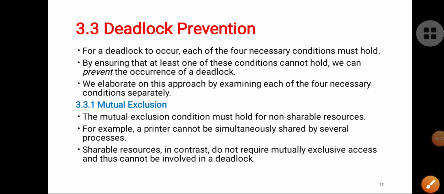Dear students, in today's class we will see deadlock prevention and avoidance. For a deadlock to occur, each of four necessary conditions must hold.